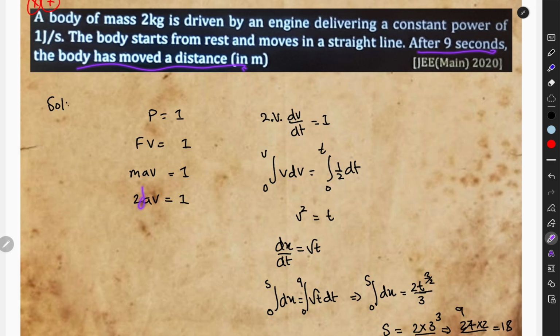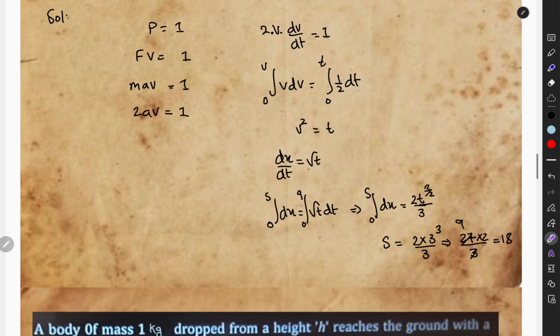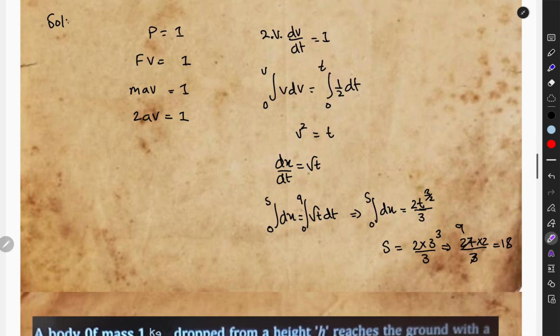So first we need to take dv by dt and take 2 to the other side, and then integrate. After the next step, you will get this relation and convert it into this, and again integrate, you will get the displacement s, and you will get this 18. Fine.